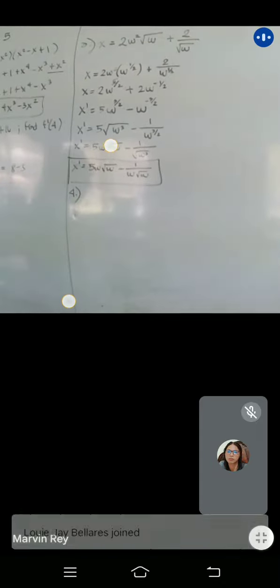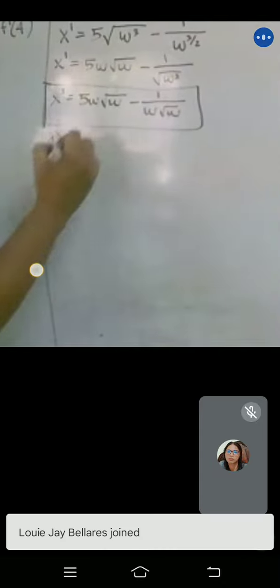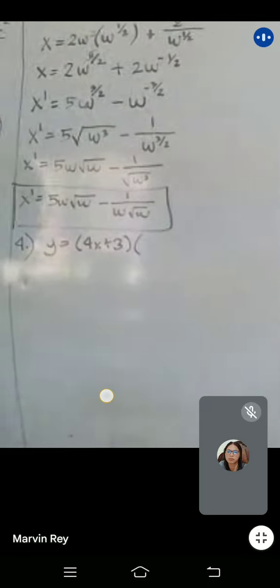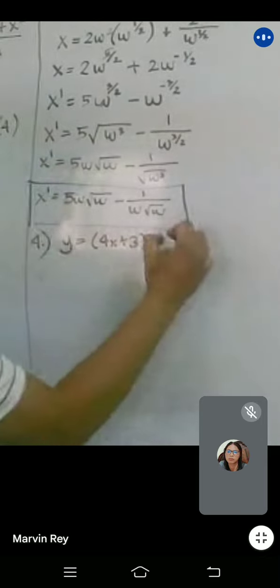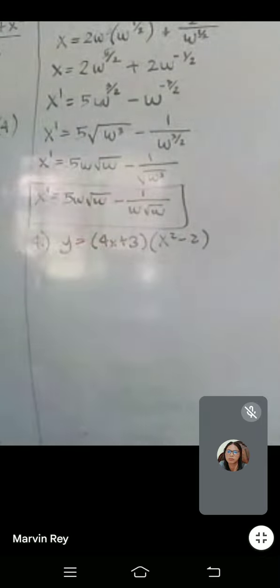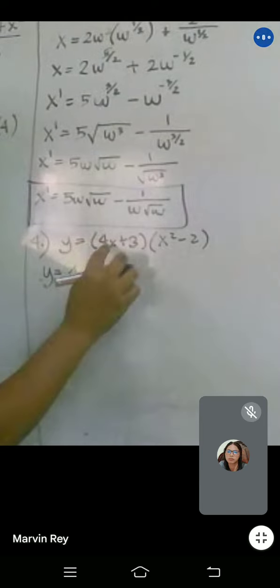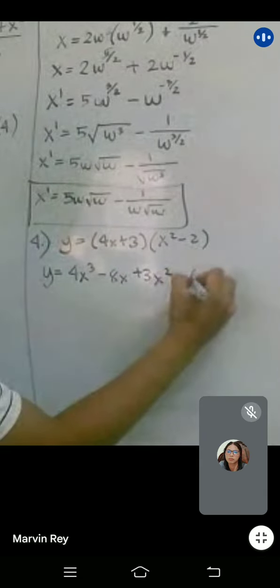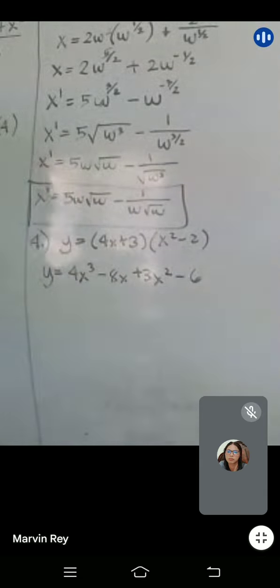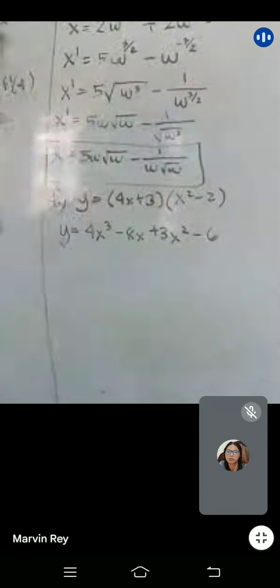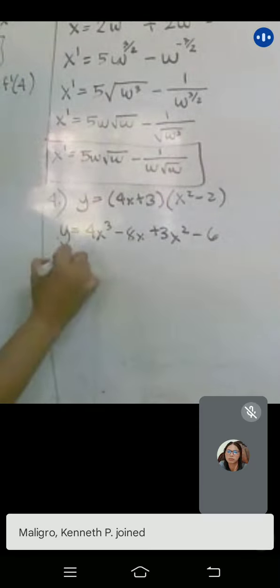So number 4 is y is equal to 4x plus 3 times x squared minus 2. The same, you just have to expand the expression. So y is just equal to 4x times x, 4x cubed, 4x times negative 2, negative 8x, 3 times x squared, positive 3x squared, 3 times negative 2, negative 6. So therefore, there are no like terms to combine, right? Since all of them have distinct exponents. So therefore, you just have to proceed with differentiation.